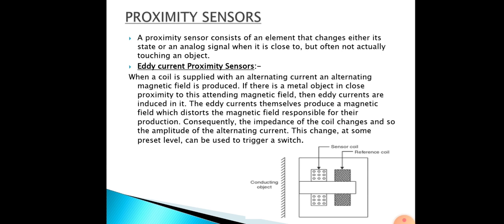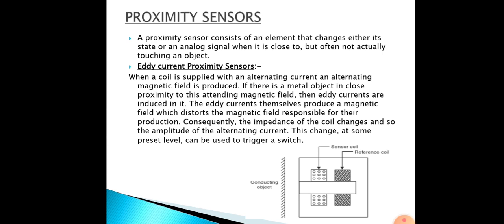The next one we'll be seeing is the proximity sensor. A proximity sensor consists of an element that changes either its state or an analog signal when it is close to, but often not actually touching, an object. First we'll be seeing the eddy current proximity sensor. Here the diagram is shown.